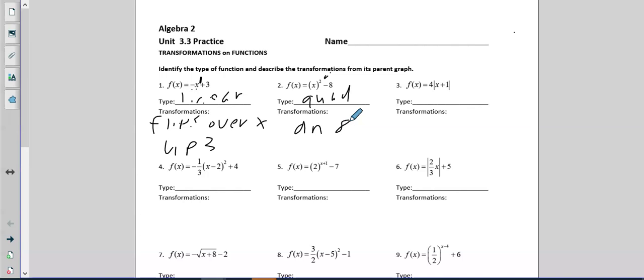Number 3, absolute value bars, so it's absolute value. That's a horrible S. Two things going on. This 4 right here is going to make it skinnier. And the plus 1 here, remember, inside lies. So instead of going right 1, it's going to move left 1.